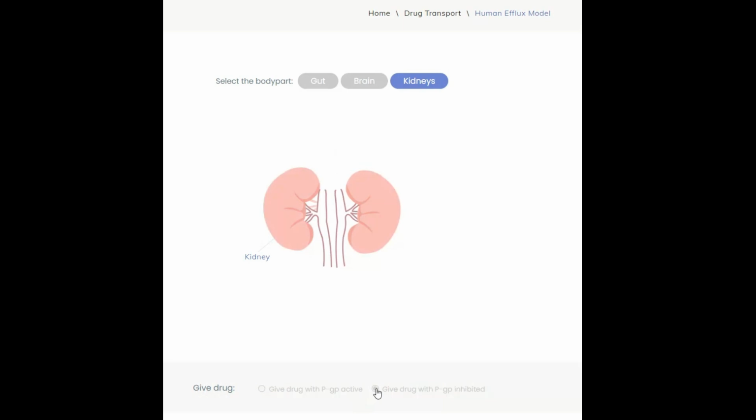However, if the P-glycoprotein has been inhibited for any reason, then we can notice that whatever has entered into the kidneys will be reabsorbed and kept back into the blood. So with that, we are done with this complementary TBYP.